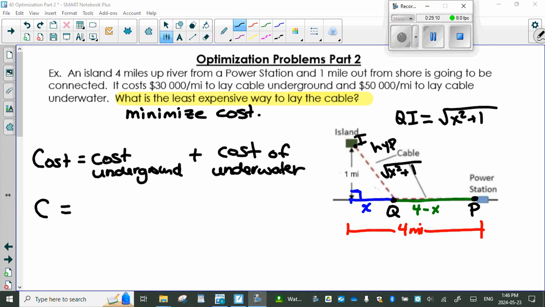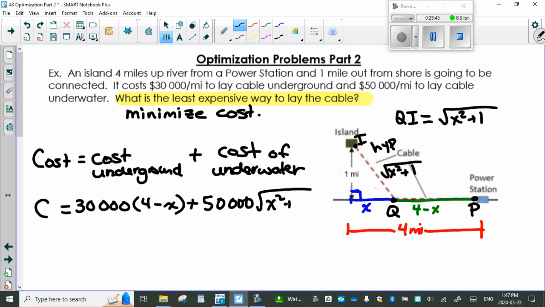Okay, all right, so we've kind of worked out a lot of stuff about our diagram here. So I'm going to say the cost underground we know is $30,000 for each mile that we lay underground. And we decided that that was going to be represented by 4 minus x, the distance from P to Q. And then it costs more underwater, so $50,000 times the square root of x squared plus 1. That's the distance we've decided we're going underwater.